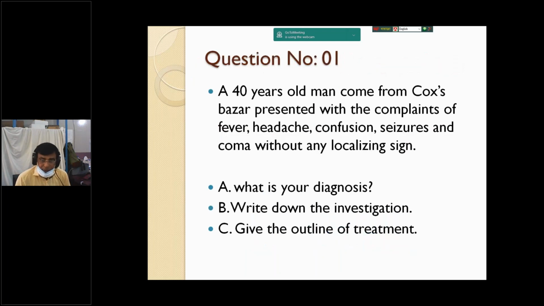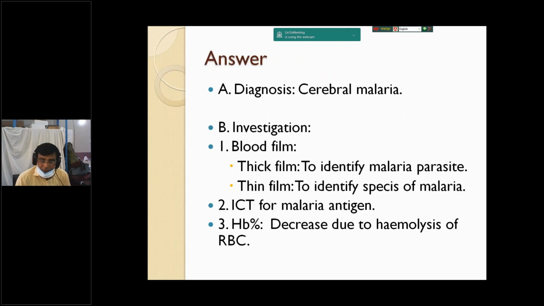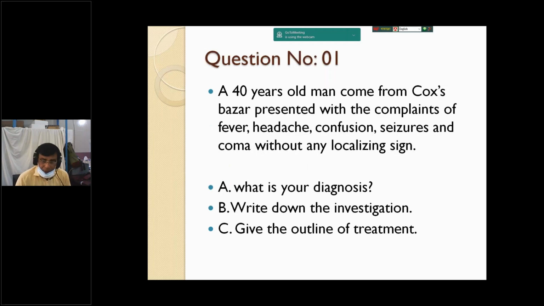Our first question is, a 40-year-old man came from Cox's Bazar, presented with the complaints of fever, headache, confusion, seizure, and coma without any localizing sign. What is your diagnosis? Our diagnosis is cerebral malaria. And our next question was, write down the investigation.